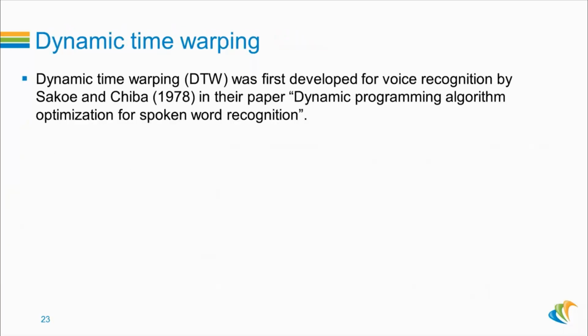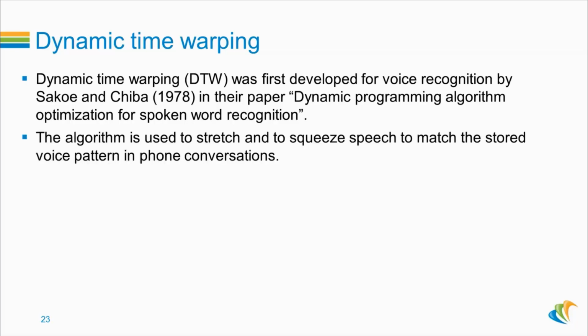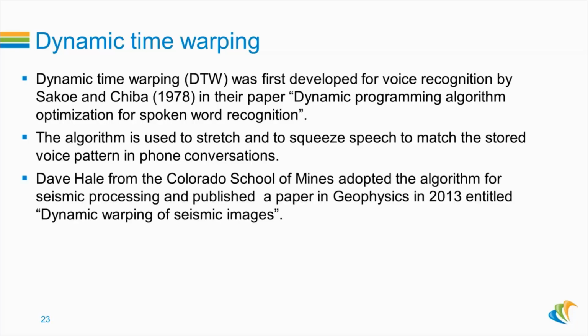All right, so let's now go to the second option, dynamic time warping. It was first developed for voice recognition by Sakoe and Chiba in 1978, a paper called Dynamic Programming Algorithm Optimization for Spoken Word Recognition. It was used to stretch and squeeze speech to match the stored voice pattern of phone conversations. And Dave Hale, a brilliant researcher who's recently retired from the Colorado School of Mines, adopted the algorithm for seismic processing and published a paper in Geophysics in 2013 entitled Dynamic Warping of Seismic Images.